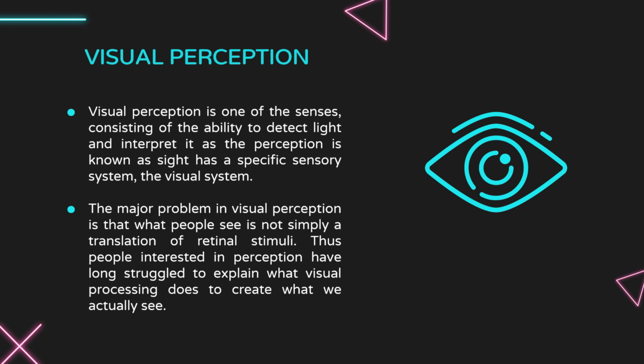Visual perception. Visual perception is one of the senses, consisting of the ability to detect light and interpret it. Perception known as sight has a specific sensory system, the visual system. The major problem in visual perception is that what people see is not simply a translation of retinal stimuli. Thus, people interested in perception have long struggled to explain what visual perception processing does to create what we usually see.